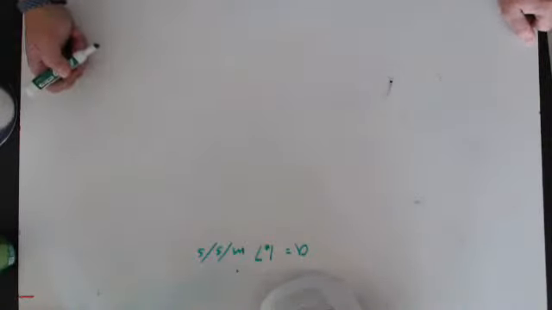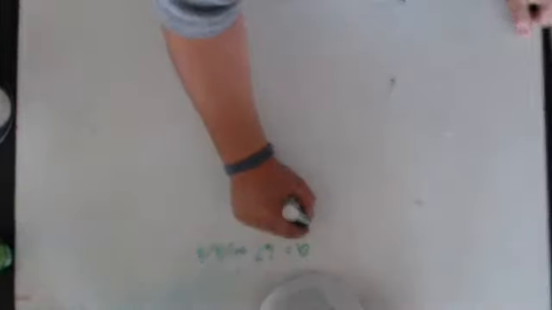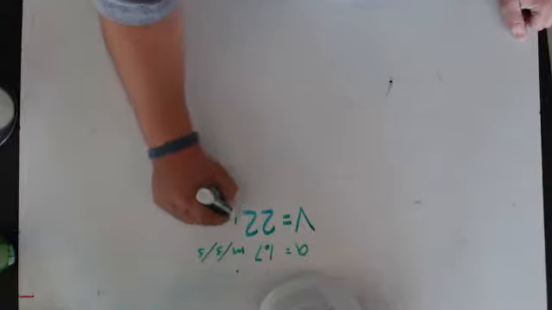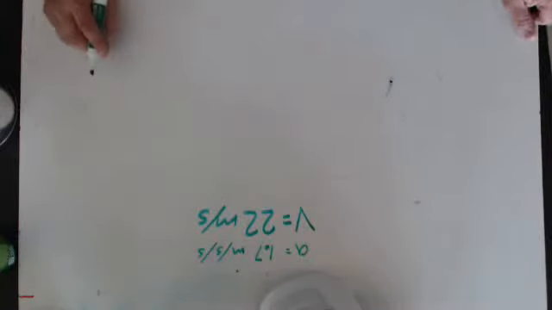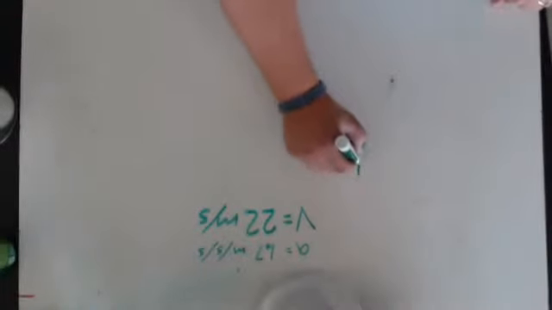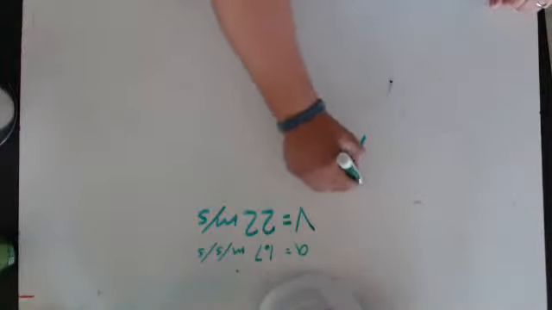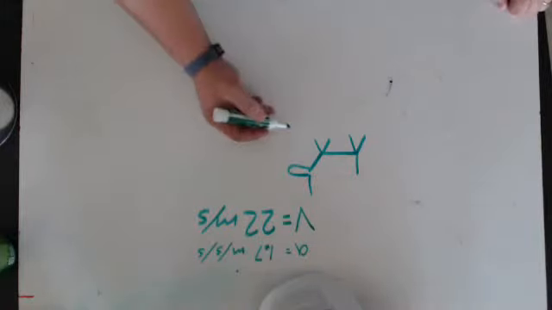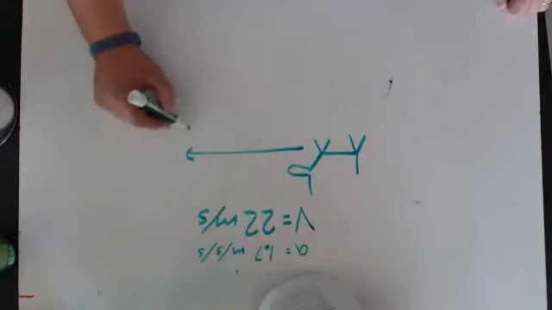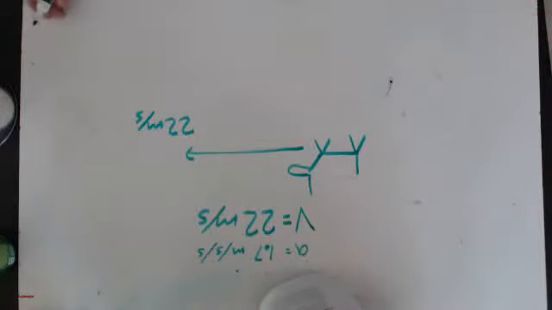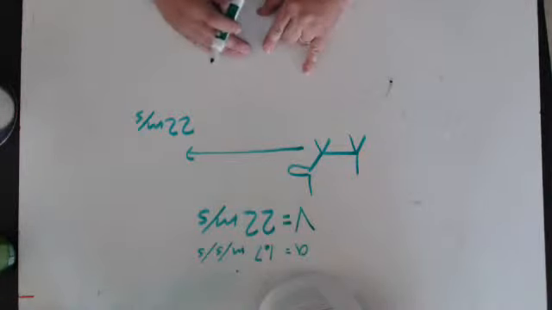meters per second squared. I have a velocity of 22 meters per second. And here's my antelope, that's going to accelerate up to 22 meters per second.